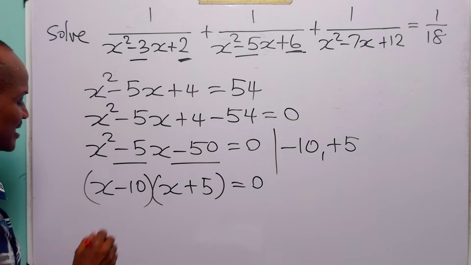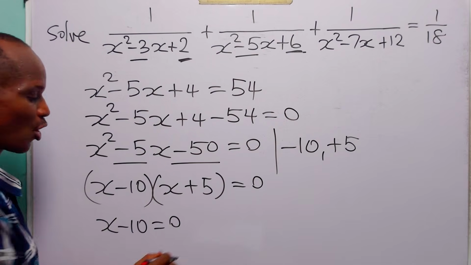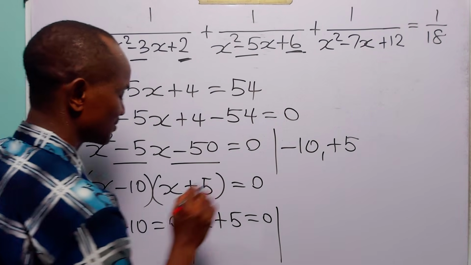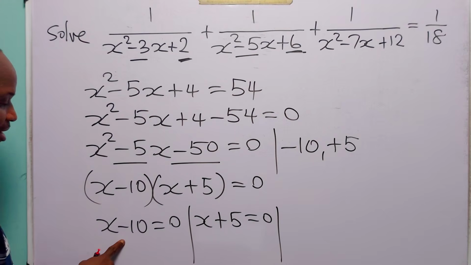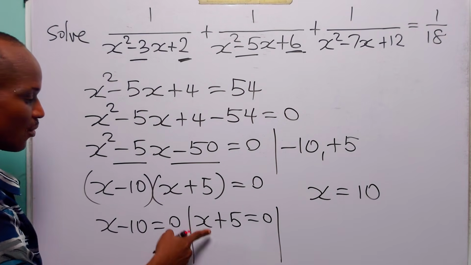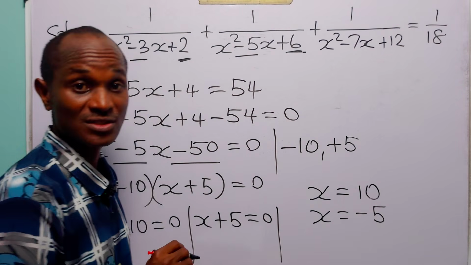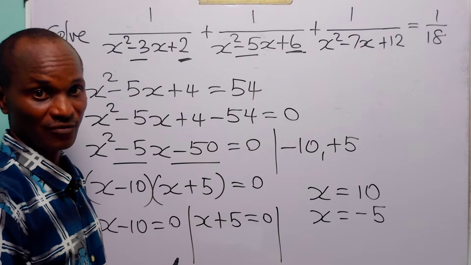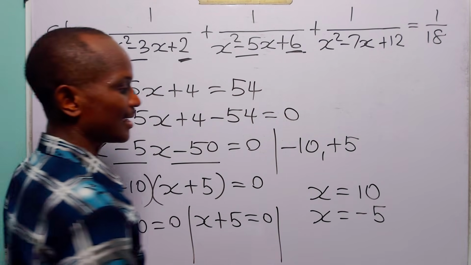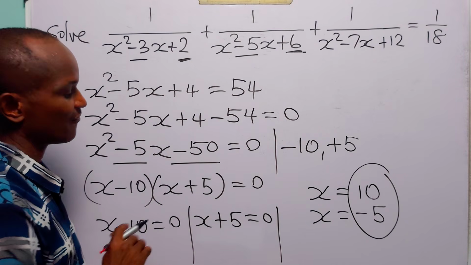Now from here, it's very easy to see that either x minus 10 is equal to 0 or x plus 5 is equal to 0. From here, we have that x is equal to 10, while from here we have that x is equal to minus 5. So the two values of x that satisfy this rational equation are x equal to 10 and x equal to minus 5.